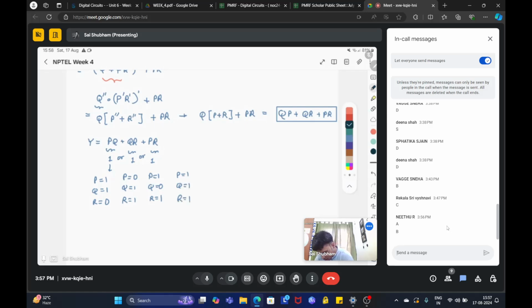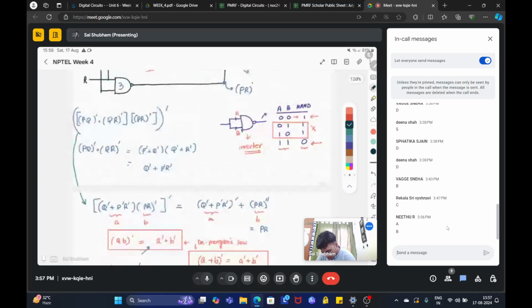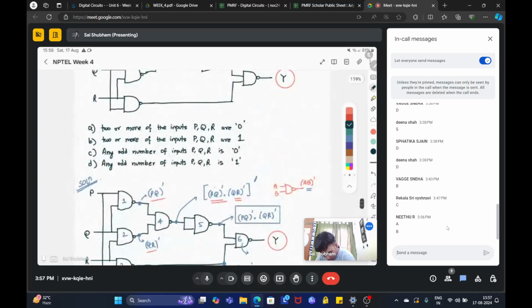So this is your solution. Okay. So option B says two or more of the inputs PQR can be 1. So this is the answer. Fine.